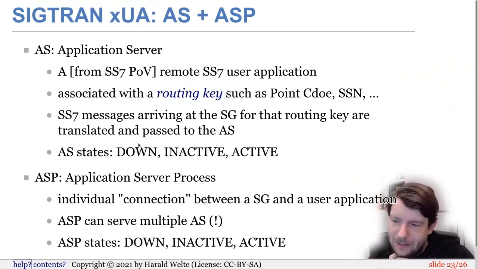Application servers have states. Well, down and active are sort of self-explanatory. Inactive means, let's say, the two elements are talking to each other, but they have decided that this connection or this association is not active yet.